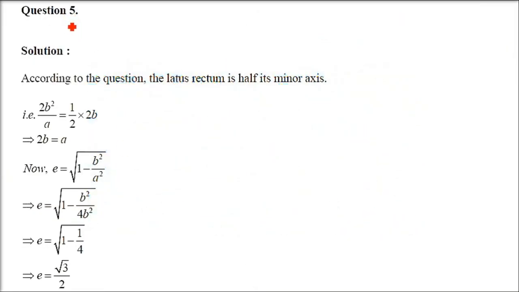This is question number 5. Write the eccentricity of an ellipse whose latus rectum is 1/2 of the minor axis. So latus rectum is 2b square by a, and this is given as half of the minor axis. What is the minor axis? Major axis is 2a, minor axis is 2b. So half of 2b. So we will get a relationship between them. So 2b square by a equals b, 2 gets cancelled. You have a into b, b cancels. So 2b equals a.